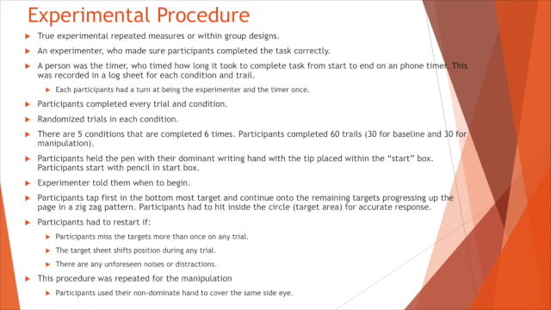Experimenters began each trial by saying, "When I go, please tap between the circles as quickly and as accurately as possible. Tap first in the bottommost target and continue upwards onto the remaining targets, progressing up the page. An accurate response is one that hits inside the target area. If you miss the target area on more than one occasion, you will be asked to repeat the trial." Each condition will be preceded by a practice trial.